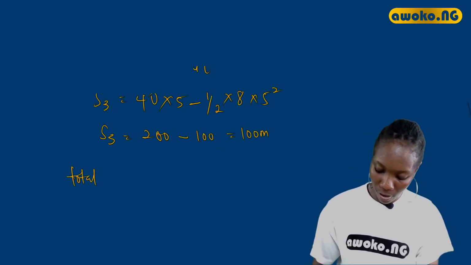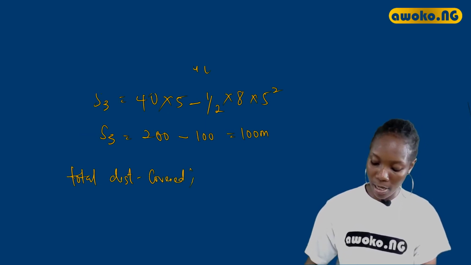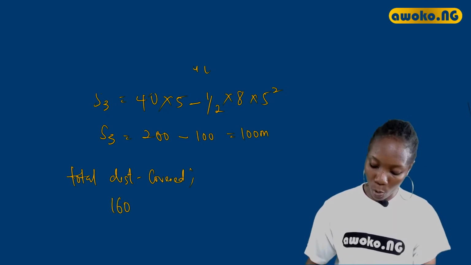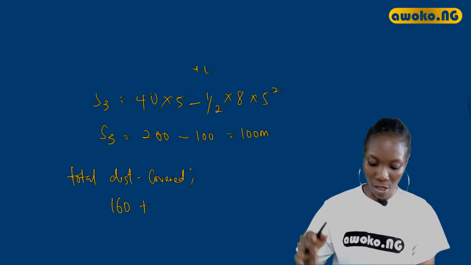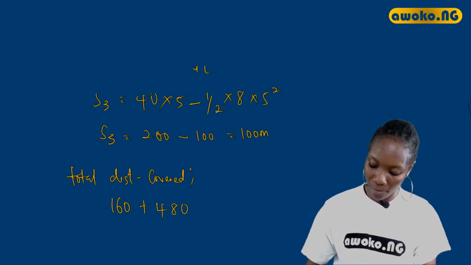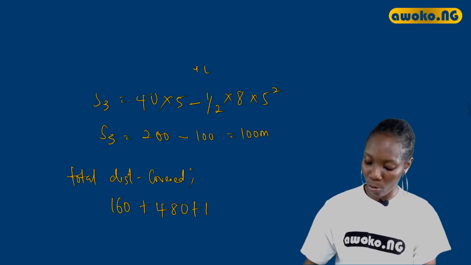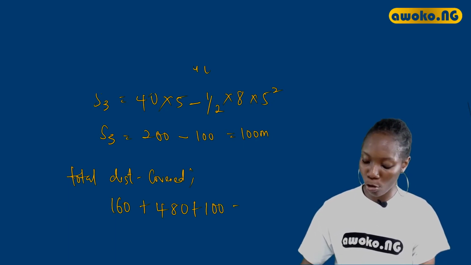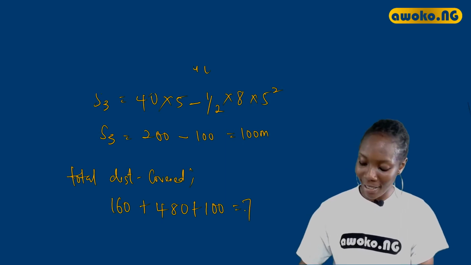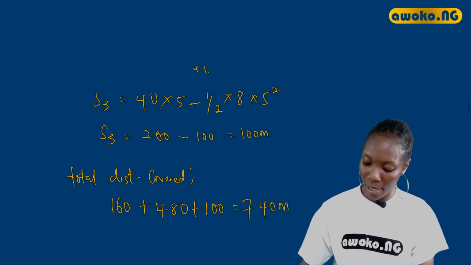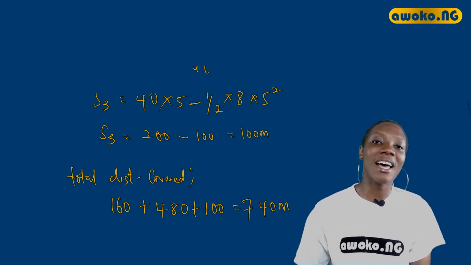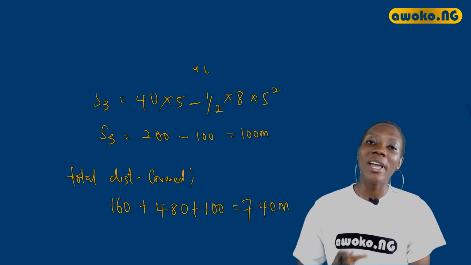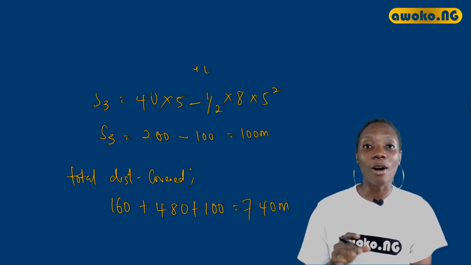So now the total distance covered is 160, which was the first stage, plus the distance covered in the second stage, which we got to be 480, plus 100 for this last stage. Now, if you sum this up, you are going to get 740 meters. And that is that. You can see that from understanding the question, we were able to get our correct answers.